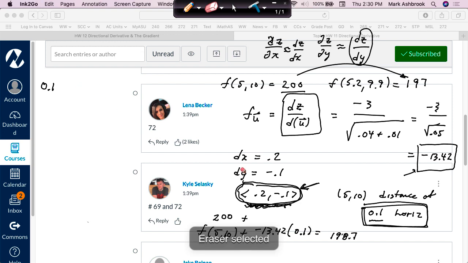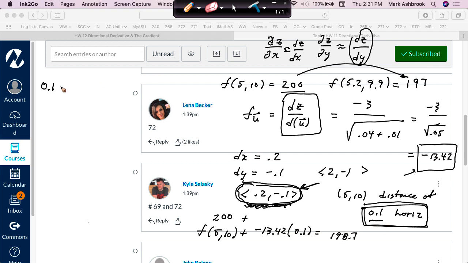Rather than work with all these decimals, if we know we want to go in this direction and this far, what vector could we use instead that'd be a lot easier? 2, negative 1. Yeah, so we can just start off by changing this to 2, -1, because we know we're going to make it a unit vector anyway. So get rid of the decimals, just do 2, -1, and we know we want to go that far.